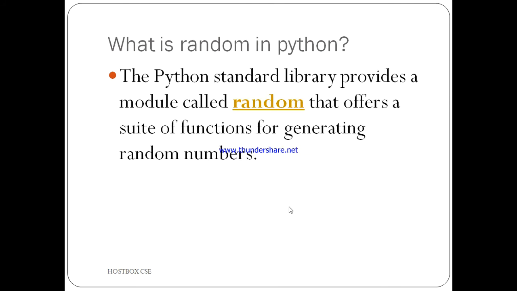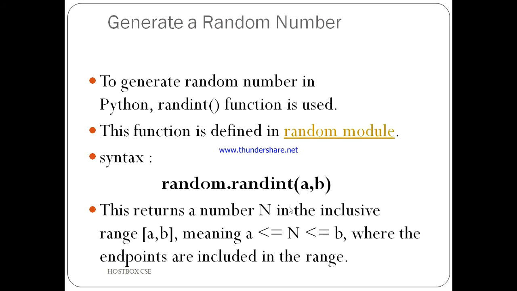Before knowing random numbers and generation, we have to know what random is here. Generally, the Python standard library provides a module called random that offers a suite of functions for generating random numbers. So random is the keyword you have to remember, and you can also call it a library function. Okay, now, generating a random number.